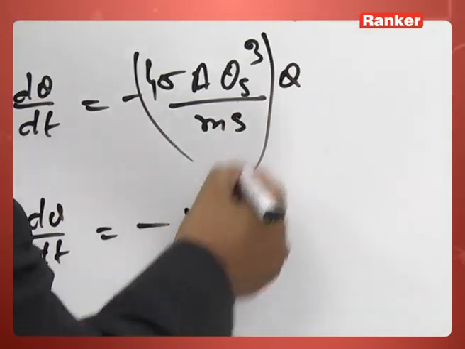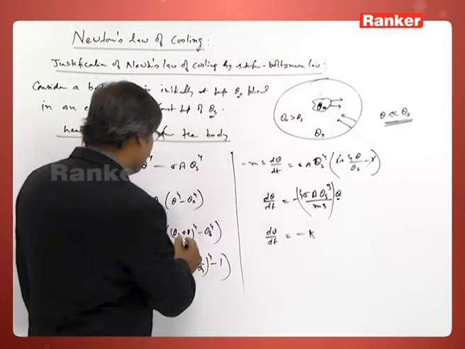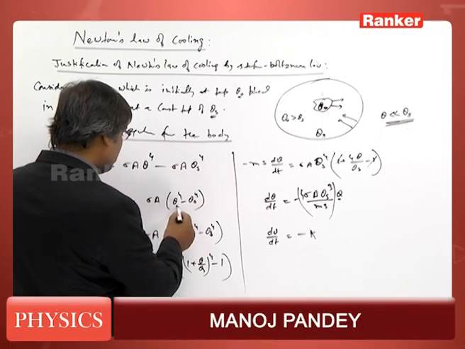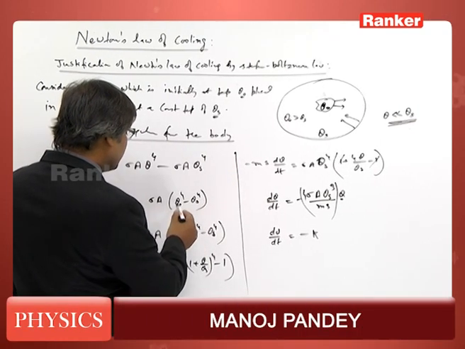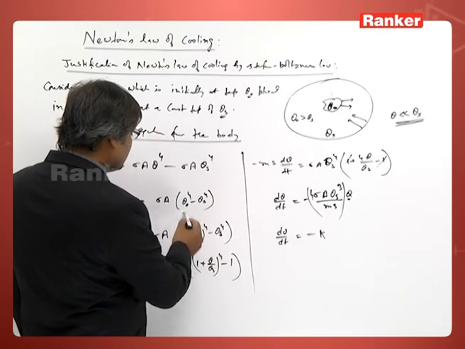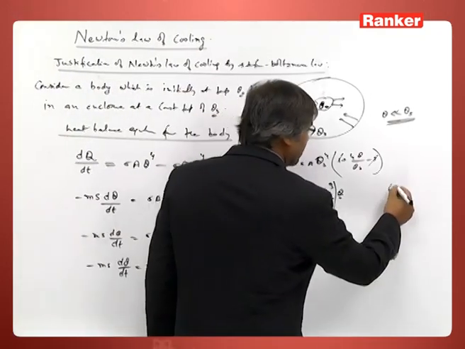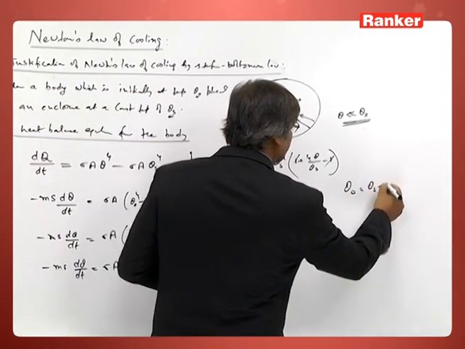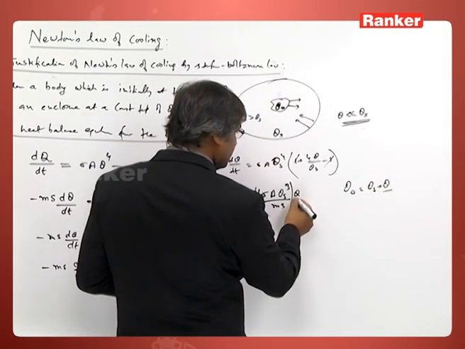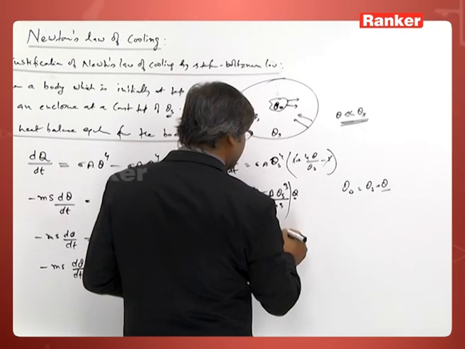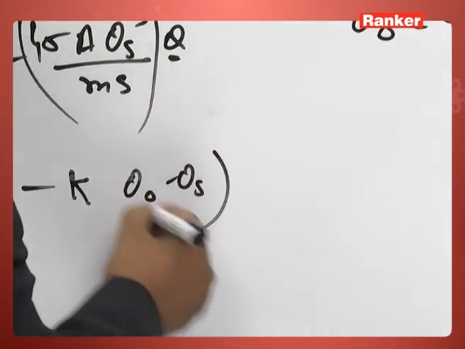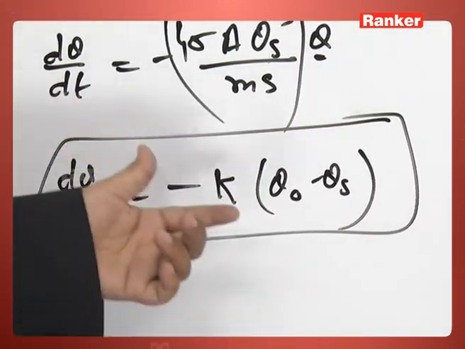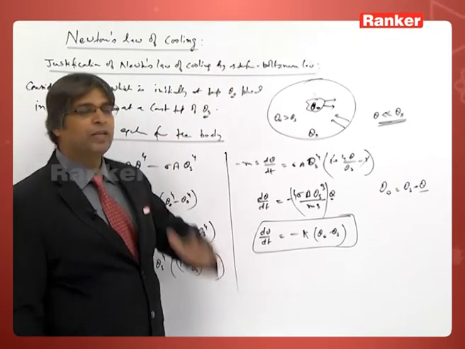So, this constant is k, and what is theta? The temperature difference I have assumed, that is here theta is actually theta naught. So, theta naught is equal to theta s plus theta. So, you see this theta is the temperature difference, theta naught minus theta surrounding. So, thus Newton's law of cooling is established with the help of the Stefan-Boltzmann law.